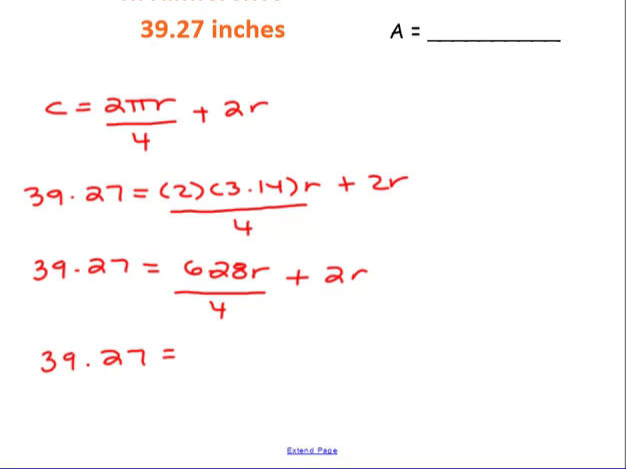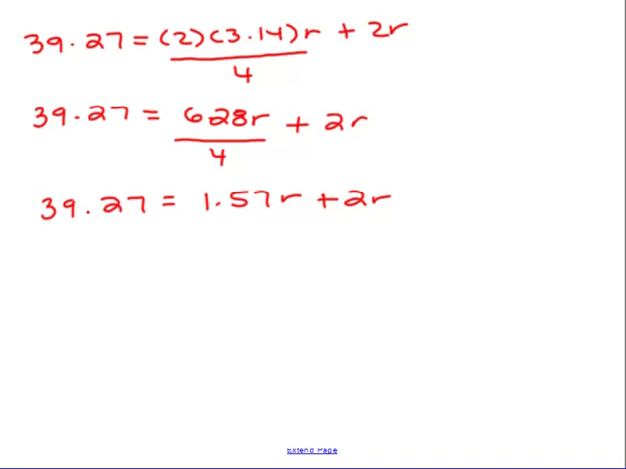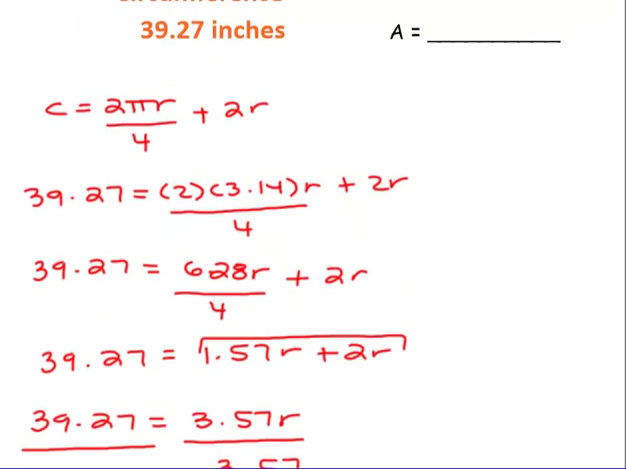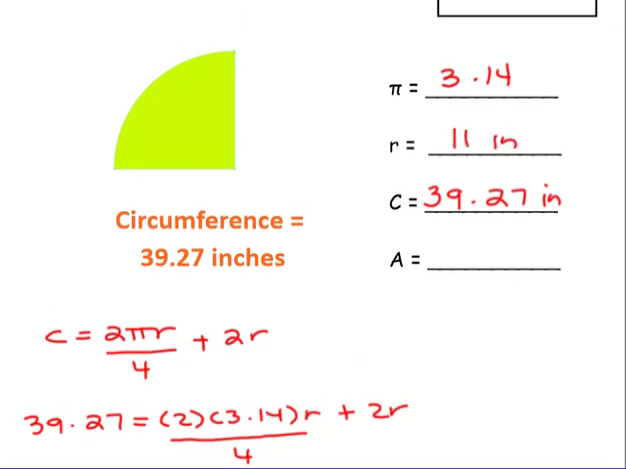39.27 equals, so 6.28 divided by 4 is 1.57r plus 2r. I'm going to combine these like terms. 39.27 equals 3.57r. I need the r by itself, so I'm going to divide both sides by 3.57. So r equals 39.27 divided by 3.57, and that's going to give me 11. So my radius is 11 inches.